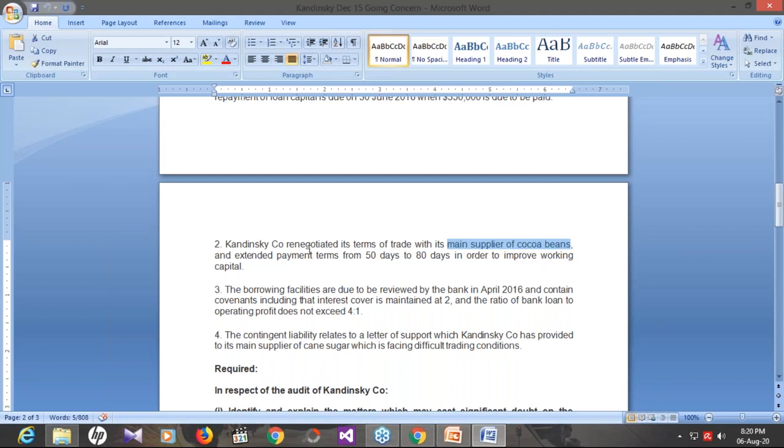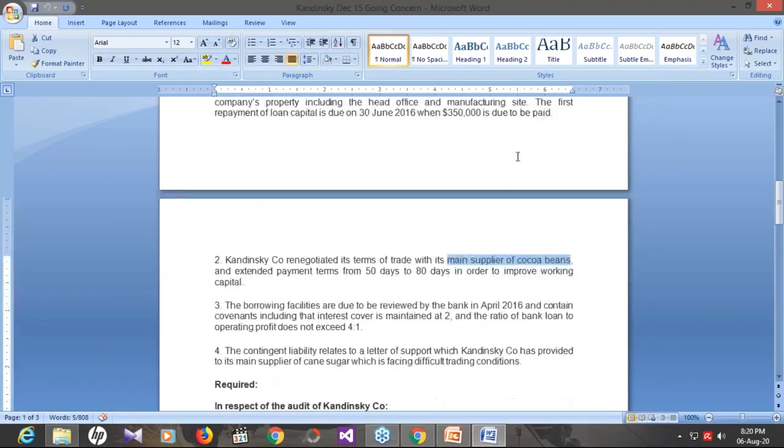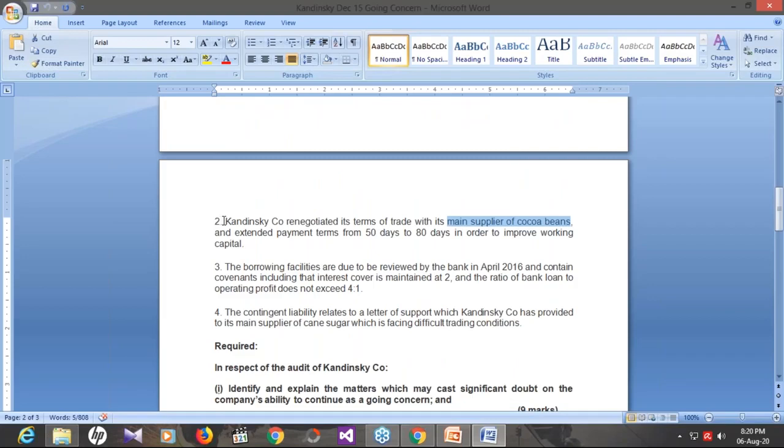So you should start with the financial data. Normally students don't give much consideration to the financial data. They just think that we have non-financial data and we can use this to conclude on the significant doubts on the going concern. So if you want to earn maximum marks, you should use financial data and non-financial data, and you should evaluate what will happen if these things go wrong. So how can it cast doubt on the continuation of the company as a going concern.